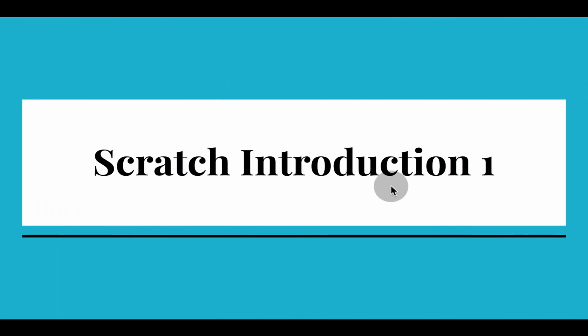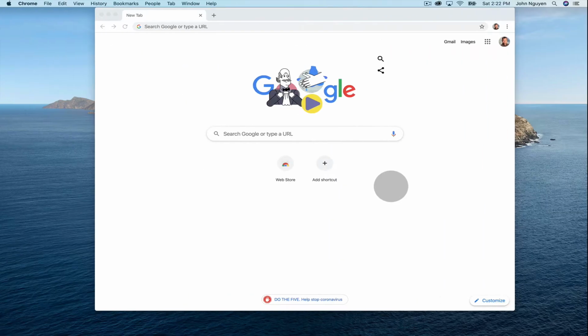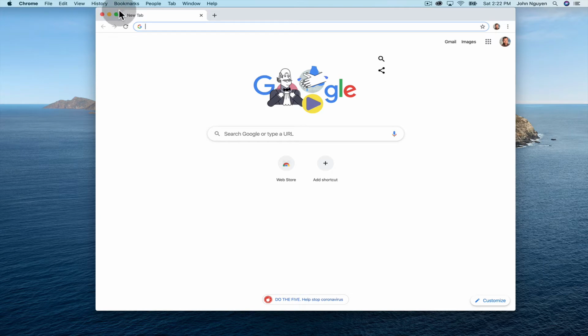So let's take a look at what we are going to be learning today. Our goals for today are to identify the stage, the coding blocks area, programming area, menu, sprite list, and background. After that, you're going to be able to explain how to find blocks using the different categories, and you're going to be able to add and remove sprites, add and remove backgrounds, and add and remove sounds. I hope you guys are excited because it's going to be pretty fun. So here we go.